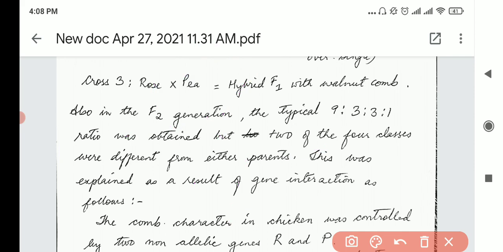But we know that this is as a result of gene interaction. Not because the female cheated, nothing like that, but because both the rose and the pea were equally dominant and they produced a different comb, the walnut, okay?